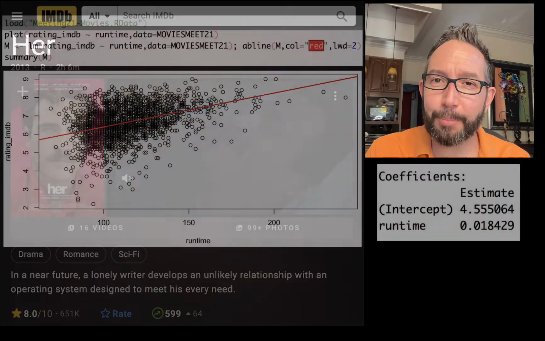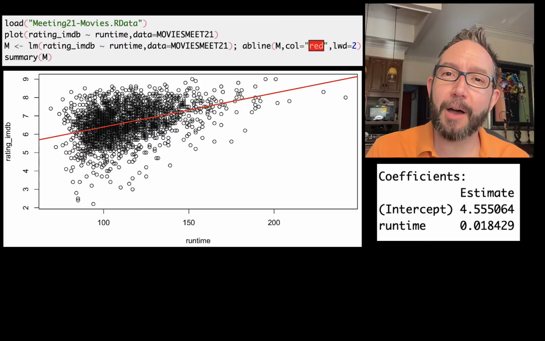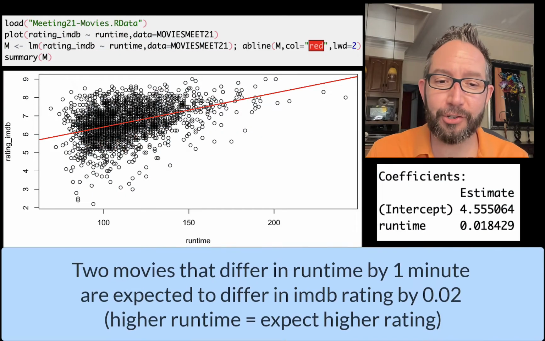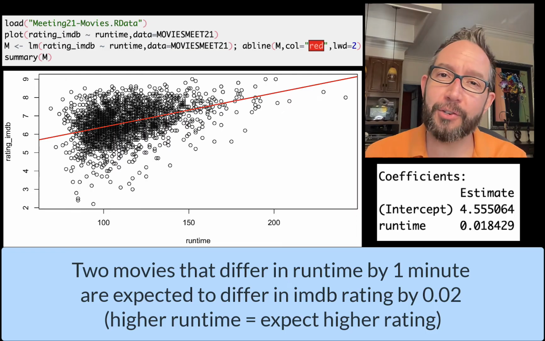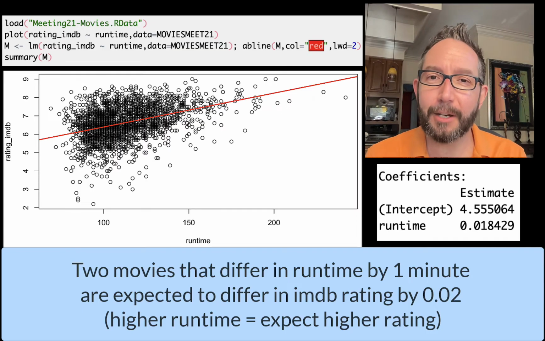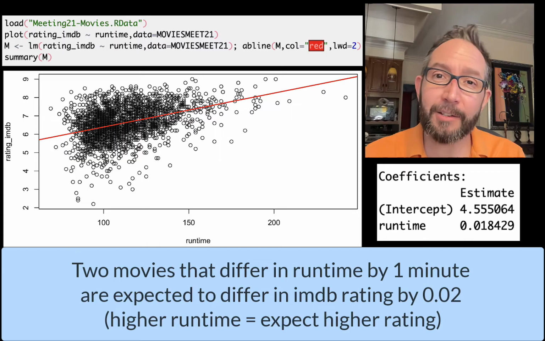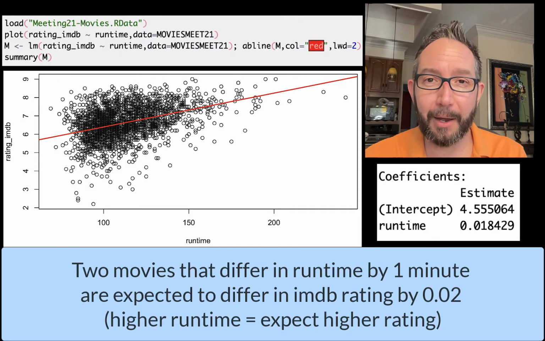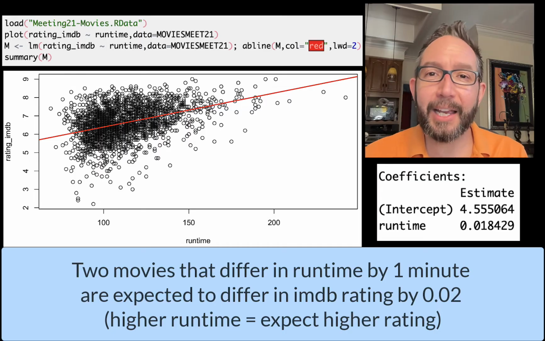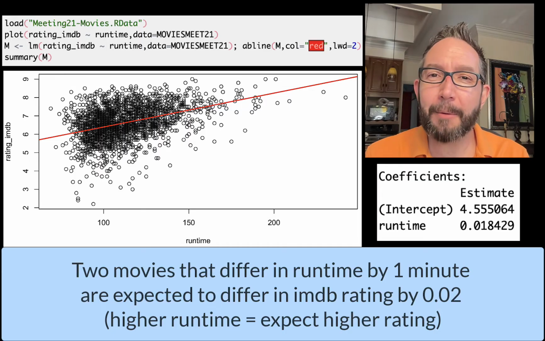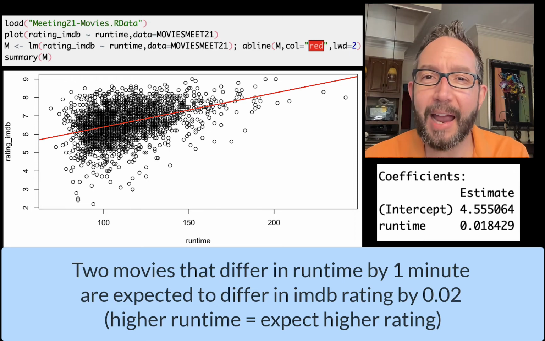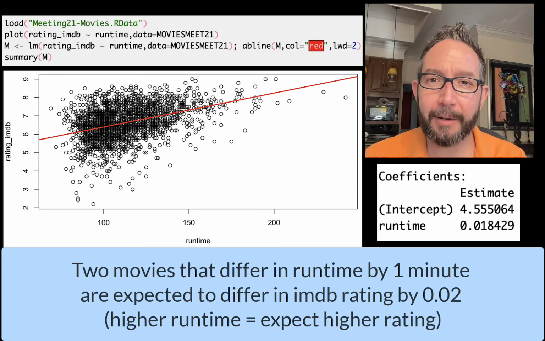If we make a scatter plot, fit a simple linear regression model, and add that to the scatter plot, we see that there's a positive relationship. Looking at the coefficient of runtime in the movie, we see it's just at about 0.02. So that lets us know that when we compare two movies that differ in runtime by 1 minute, we expect the IMDb ratings to be different by about 0.02. It's positive, so the movie with the higher runtime is expected to have the higher IMDb rating.